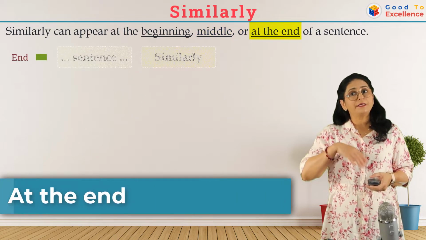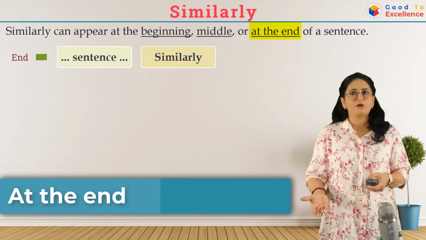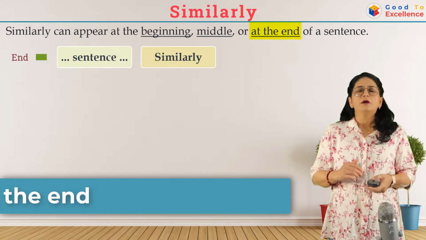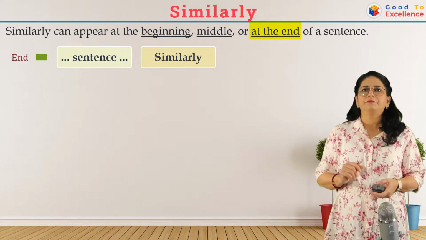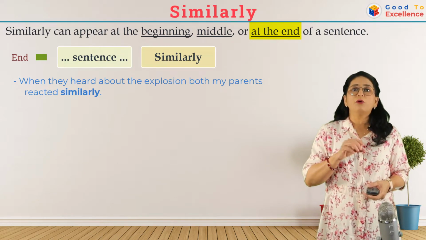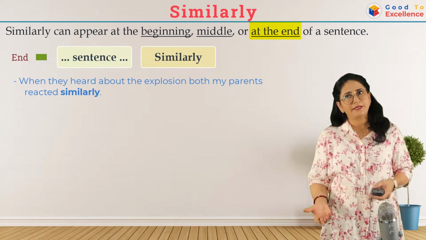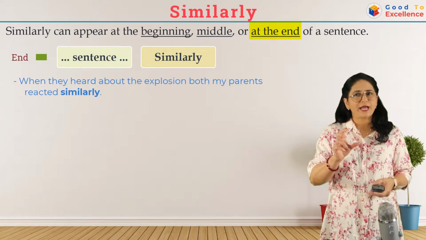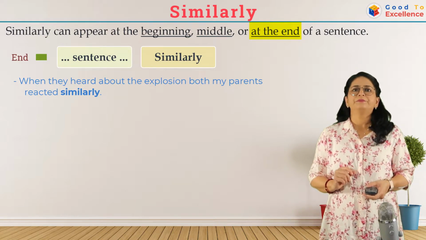Similarly may appear at the end of the sentence too. We will check it in an example. When they heard about the explosion, both my parents reacted similarly. It acts as a qualifier.